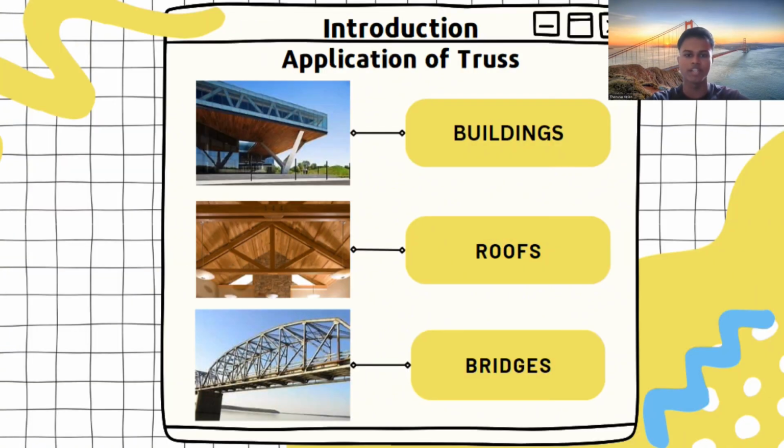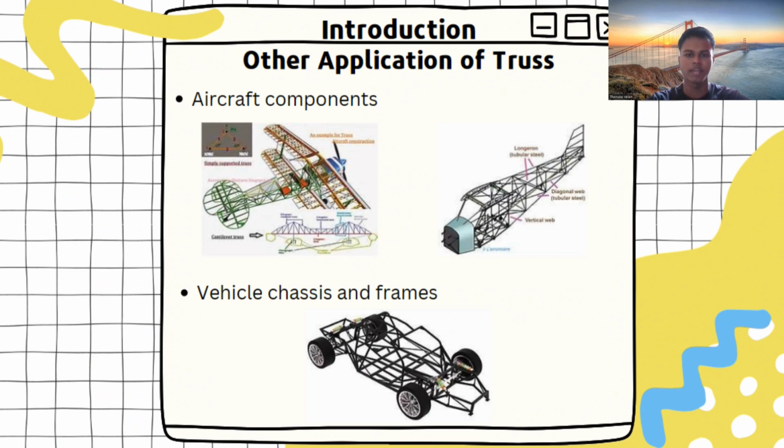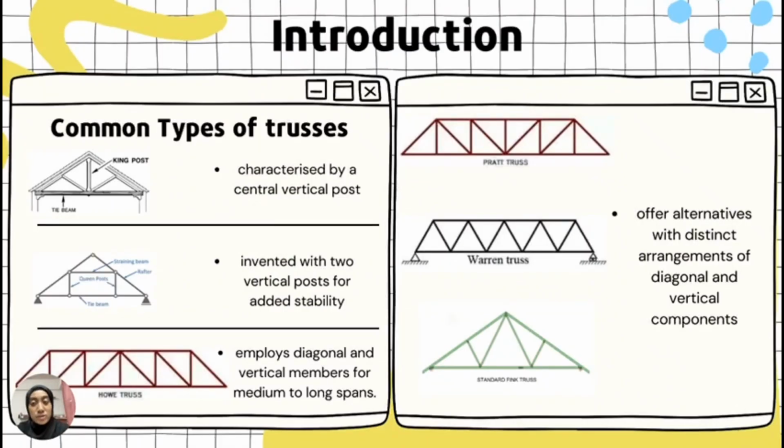Trusses have widespread application in the construction of buildings, bridges, and roofs, where they offer essential structural support and stability. Additionally, trusses play a crucial role in the design of certain aircraft components, providing a lightweight yet strong framework for various purposes. Furthermore, in some cases, vehicle chassis and frames incorporate truss arrangements to optimize strength to weight ratios, thereby improving overall vehicle performance.